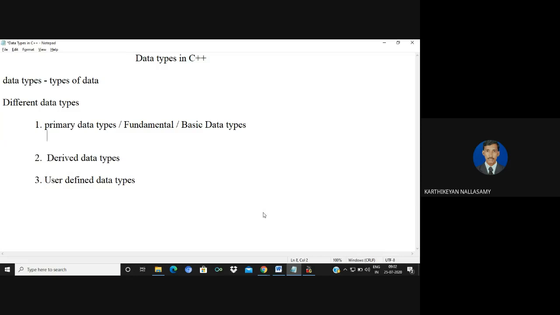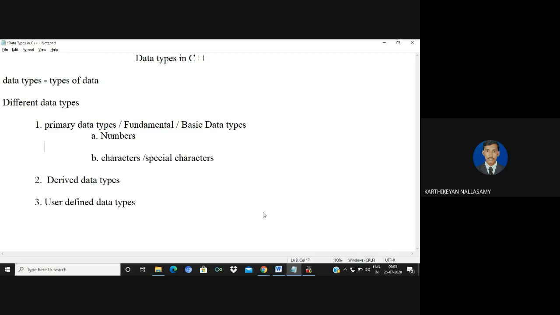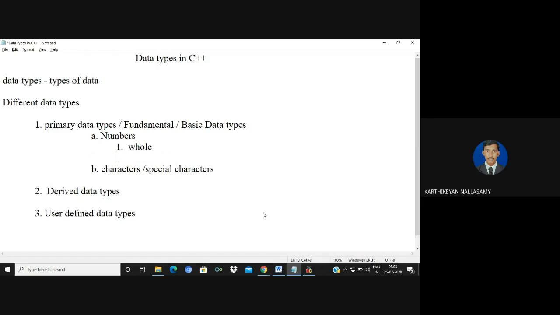In mathematical terms, we say it is a whole number representation. It means that there are two possible types of inputs. One is a number, and the second one is alphabets, which we call characters, and it also includes special characters. Numbers have two categories. One is called a whole number, and another one is called a fractional number.